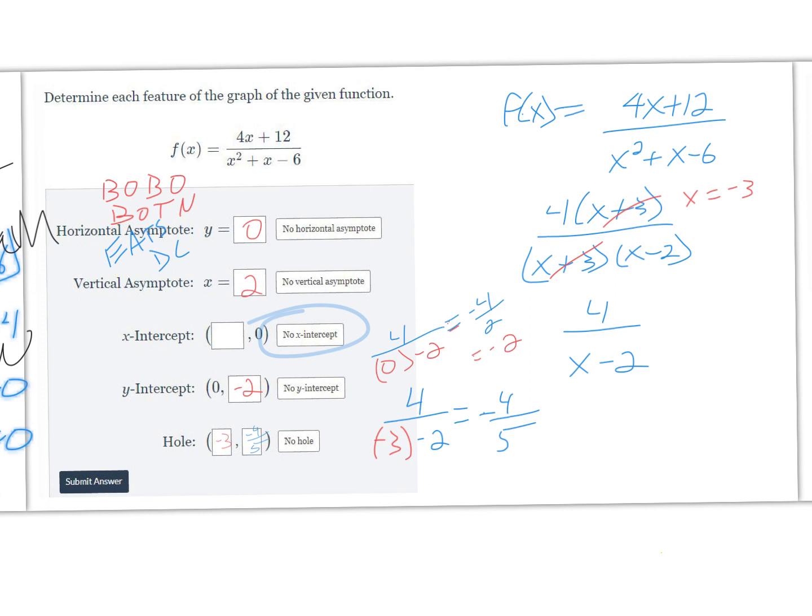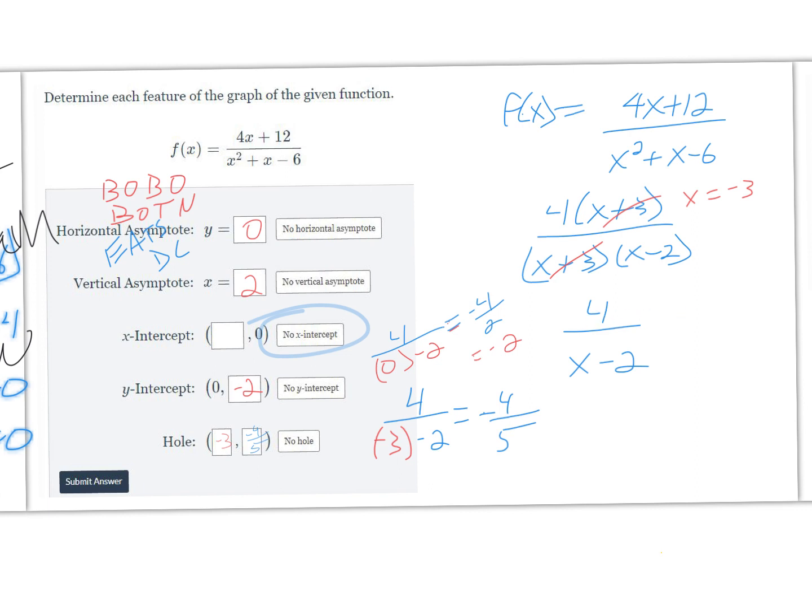Okay, we can find the x-intercept when we set the numerator equal to 0, but when you have a constant, you put 4 equals 0, that is not true. So we actually do not have an x-intercept in this one. Again, if you want to find the x-intercept, you set the numerator equal to 0 and solve it.